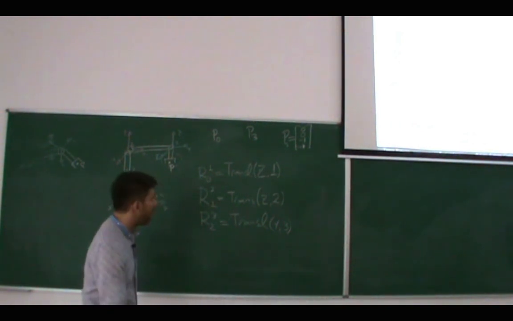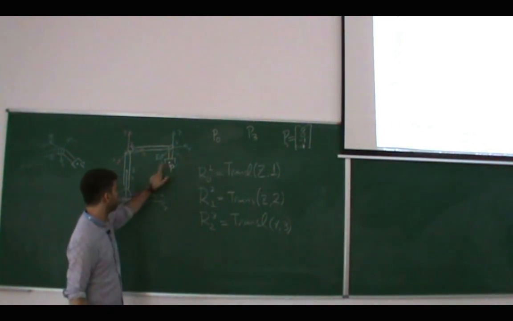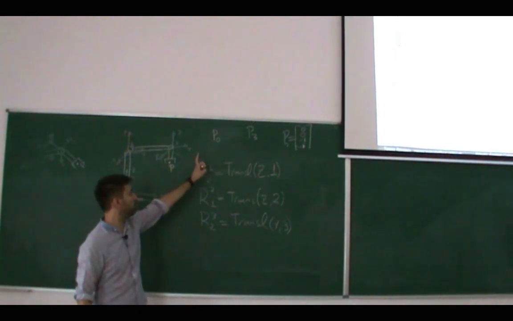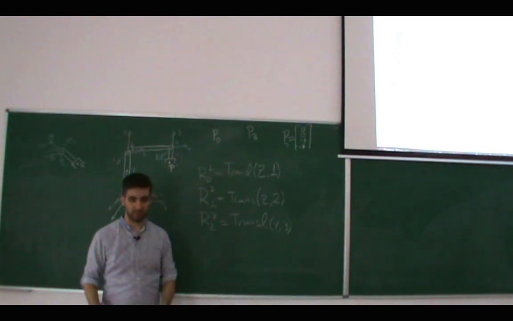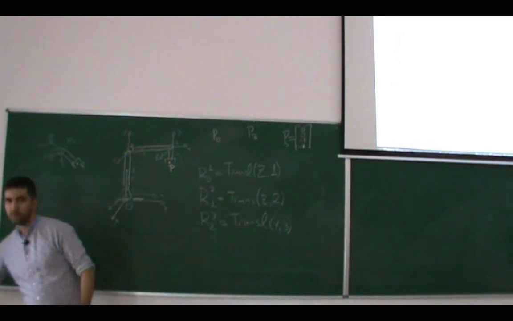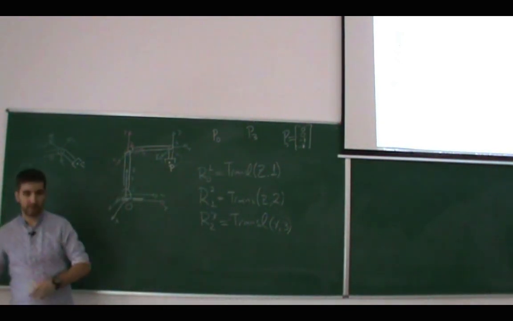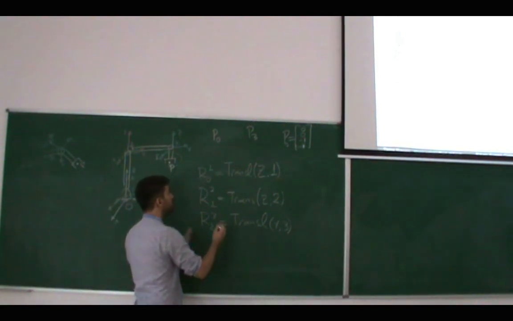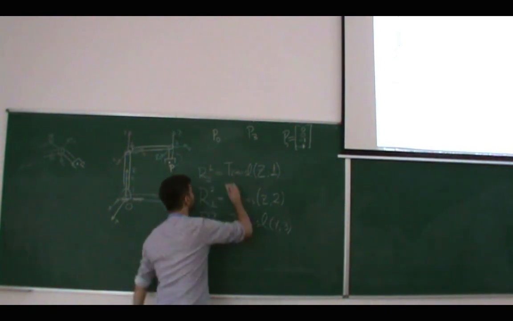Okay? So how can I find out what are the coordinates of this point in the fixed frame? You remember a trick that we learned for how to go from P3 to P0? So what's the trick? What is P0 equal to?